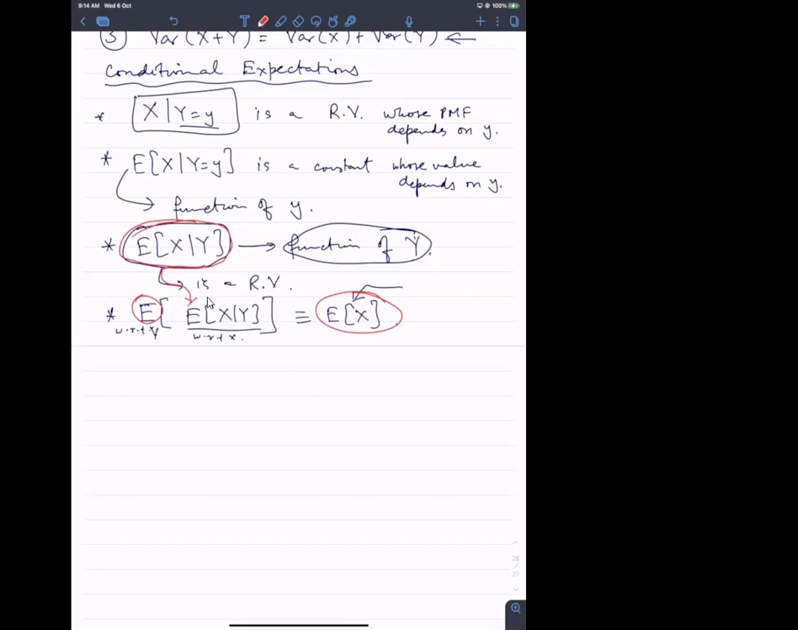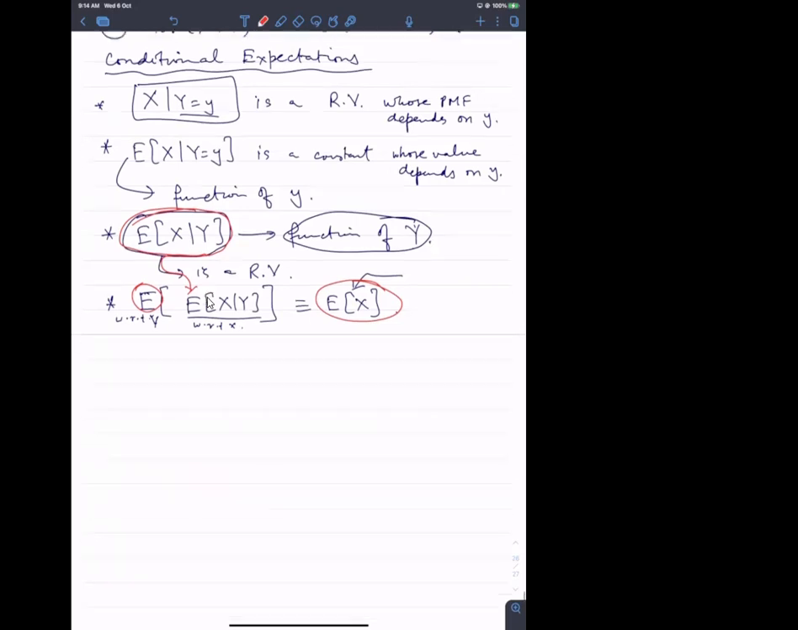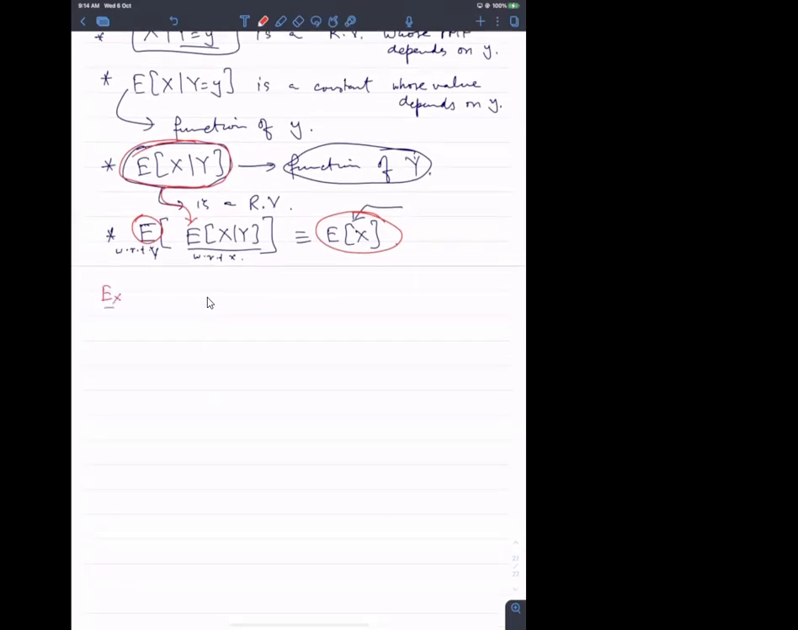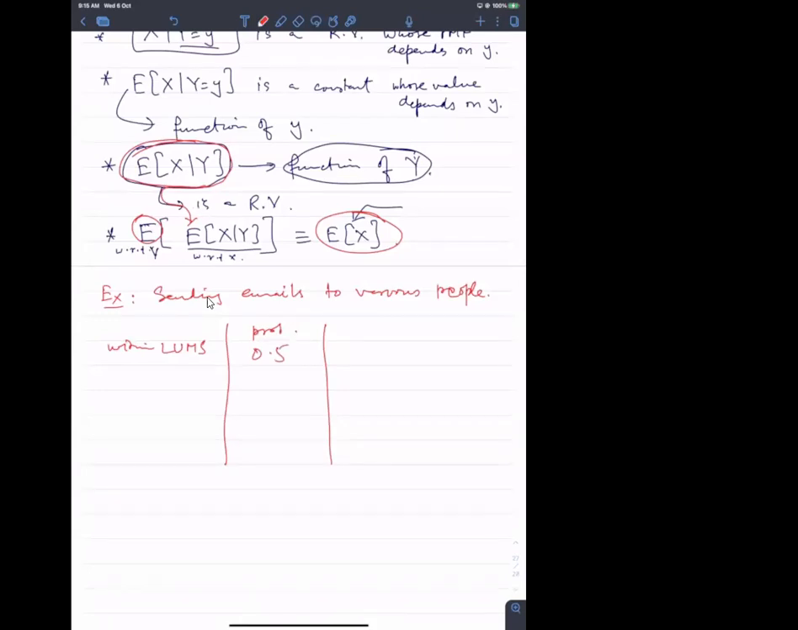It is just interchanging the summations. And we have an example for that. Let's say you are sending emails to various people. If you are sending email within LUMS, there is a probability associated with that: 50% of the time you send email within LUMS.